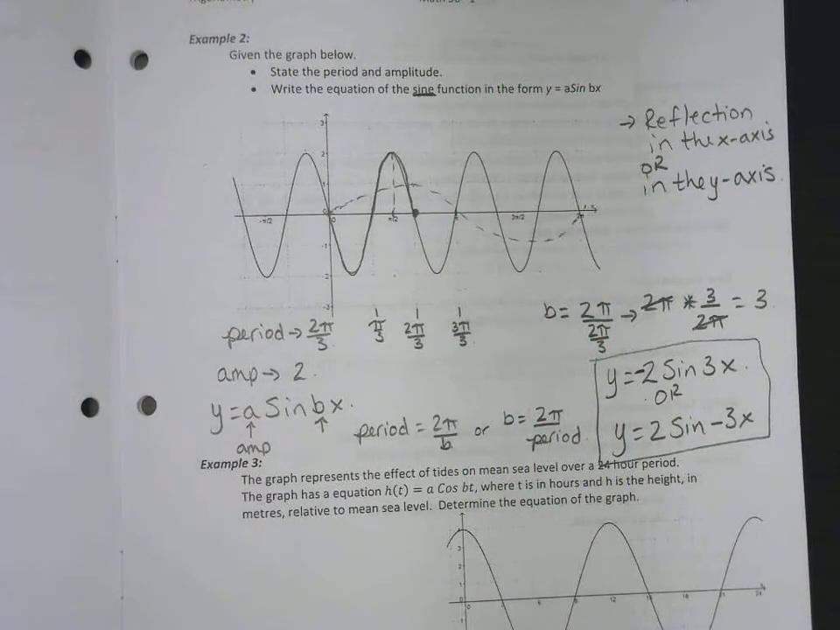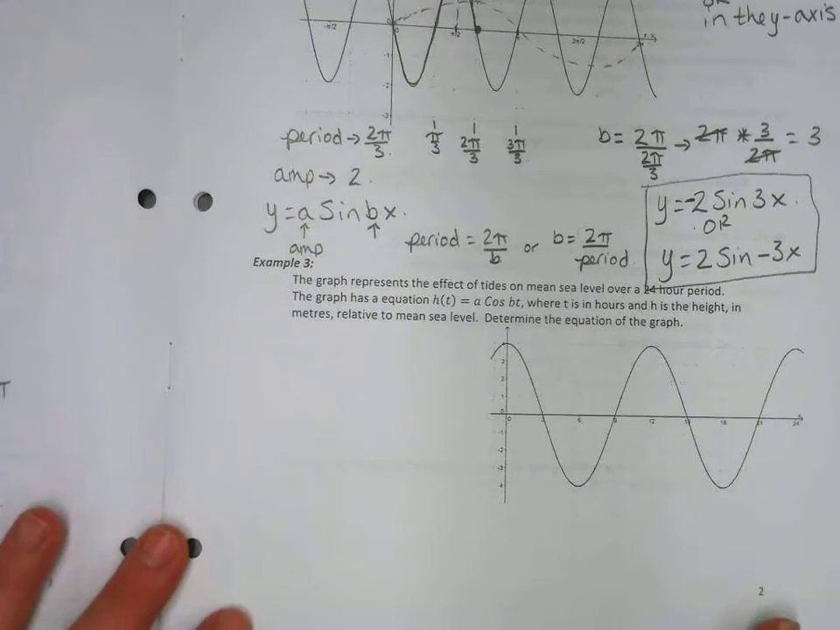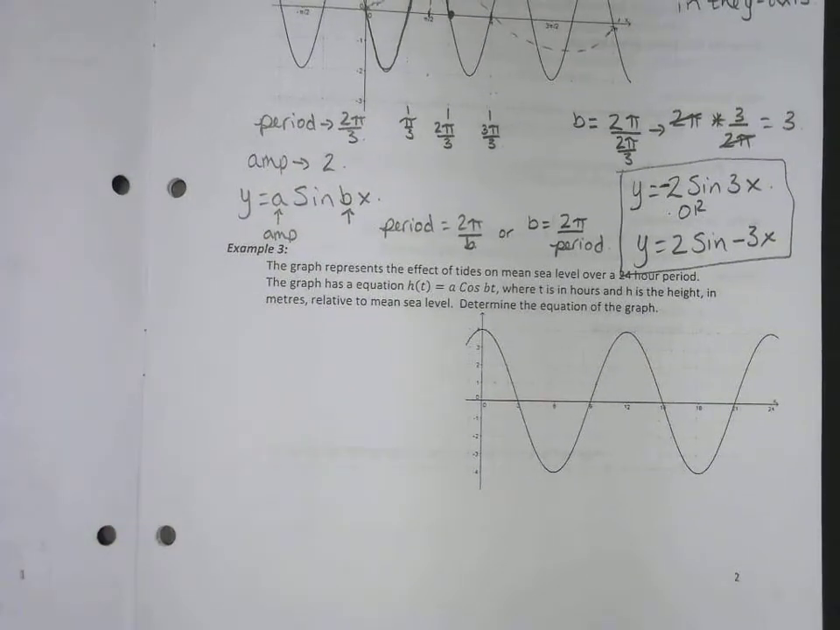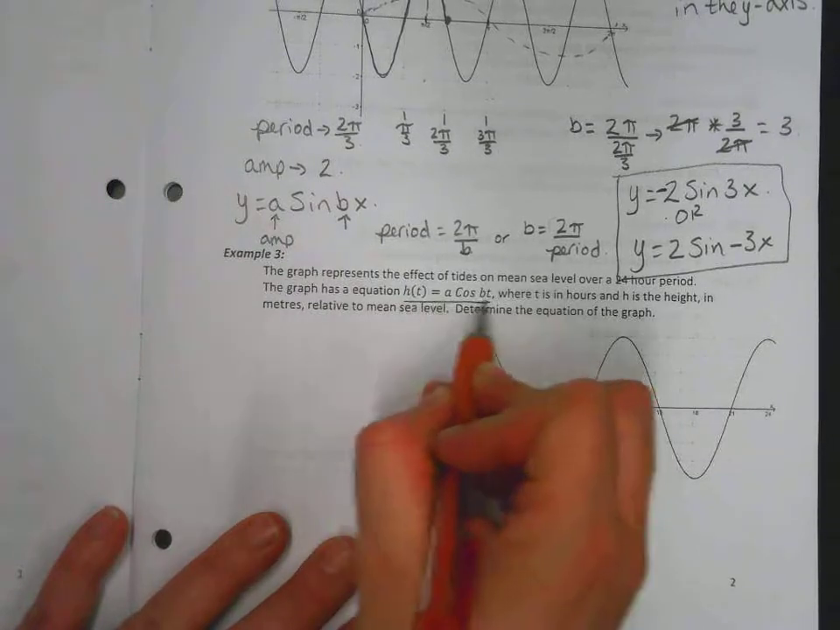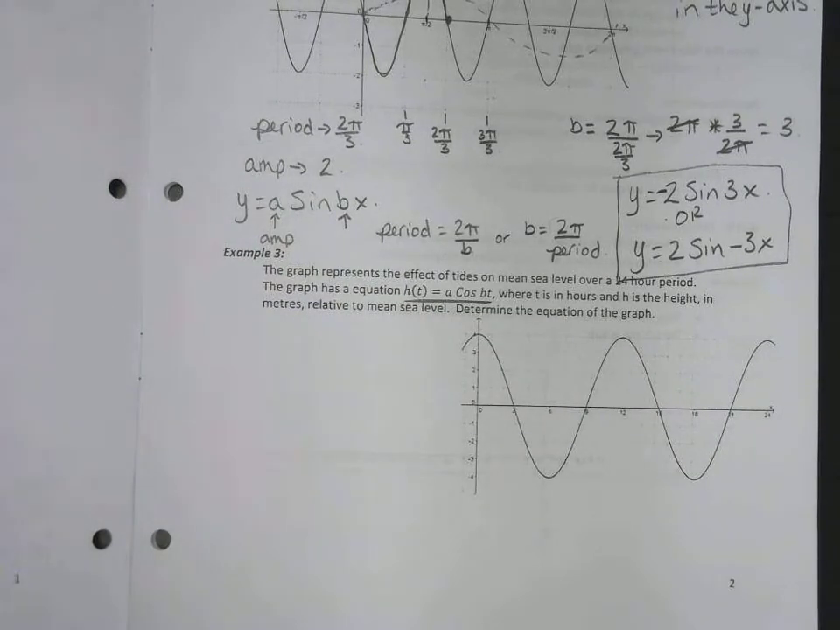Okay. All right, and then finally example number 3. It says the graph represents the effects of tides on mean sea level over a 24-hour period. The graph has an equation of a cos of b of t, where t is in hours and h is the height in meters relative to the mean average sea level. Determine the equation of the graph. Okay, so this is talking about a cosine graph.